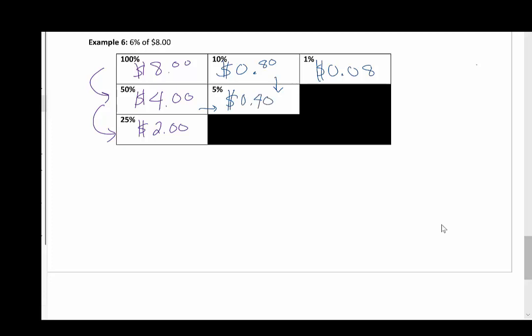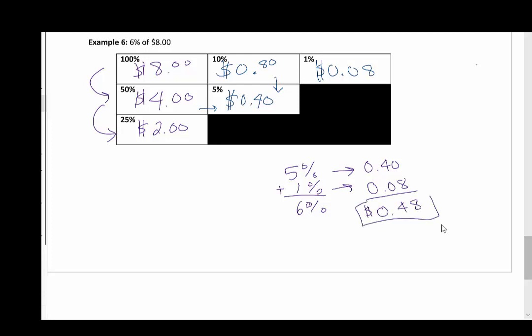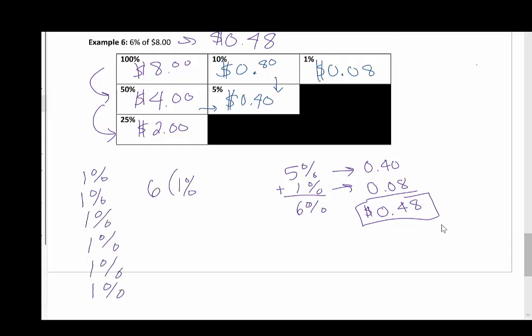Now, to calculate 6%. To get 6%, we would take 5% and add 1%. 5% is 40 cents and 1% is 8 cents. So together, your total would be 48 cents. This is how you calculate sales tax. Another quick way to do this is you could do 1% 6 times, which is basically just doing 6 times whatever 1% is. So 6 times 0.08 is going to be 48 cents. Just another way to think about it.